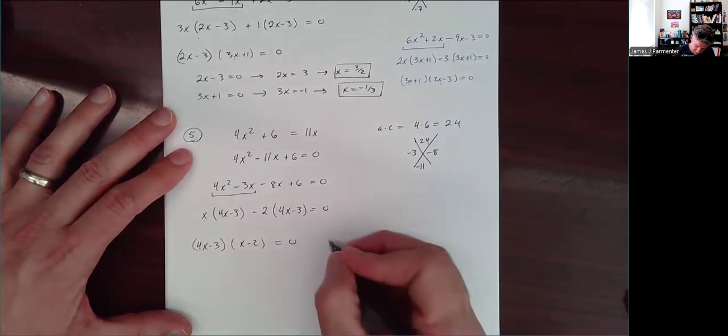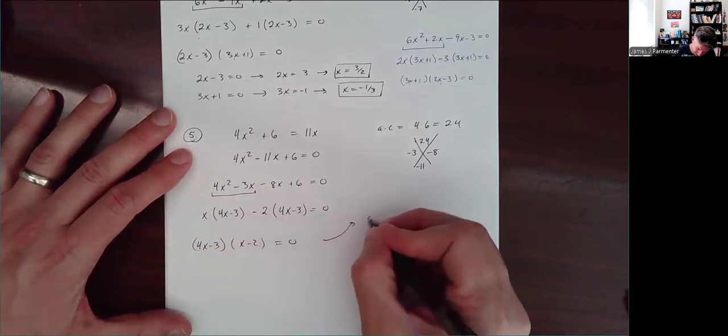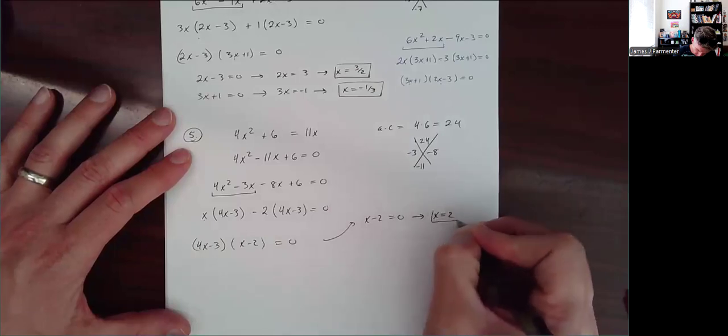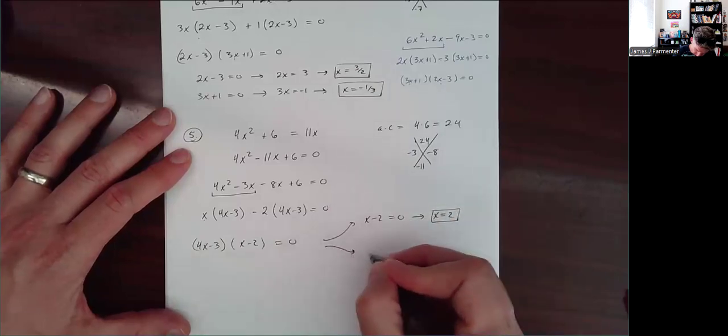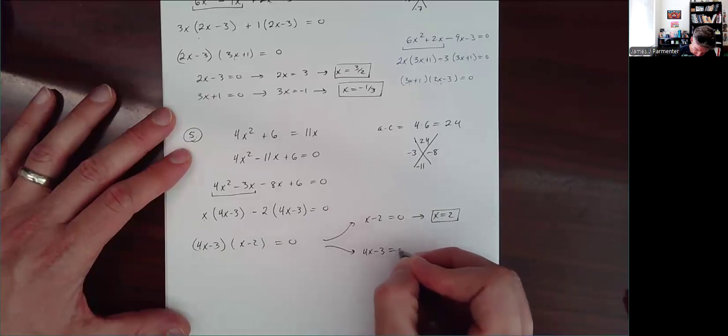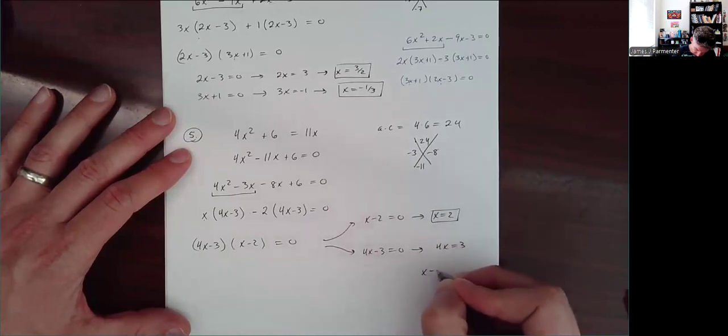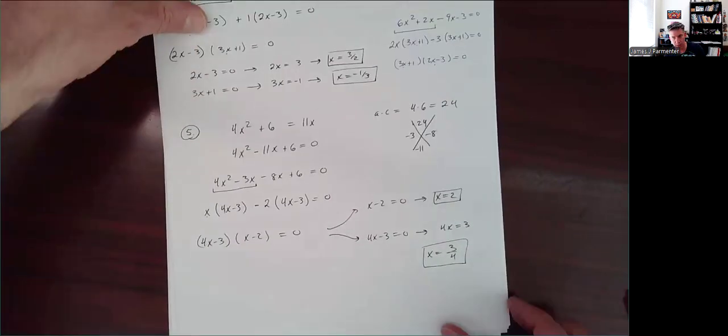I set each factor equal to 0. So setting x minus 2 equal to 0, I get x equal to 2. Yay. Setting 4x minus 3 equal to 0, I get 4x equal to 3. I get x equal to 3 divided by 4. Those are my two solutions. Nice.